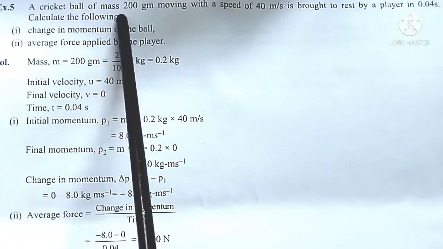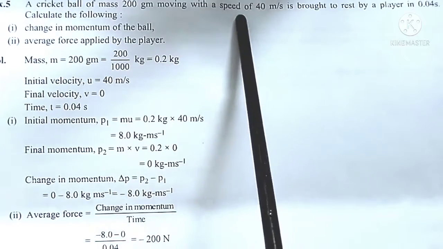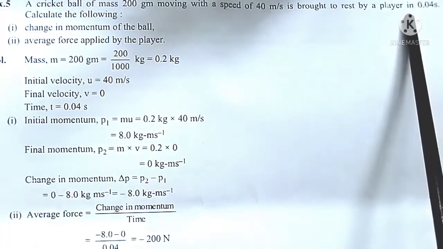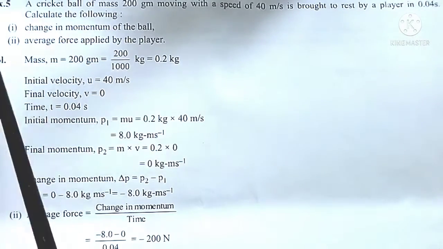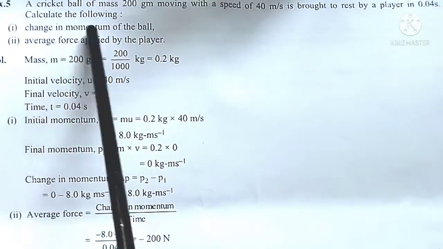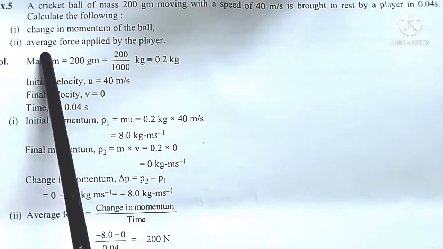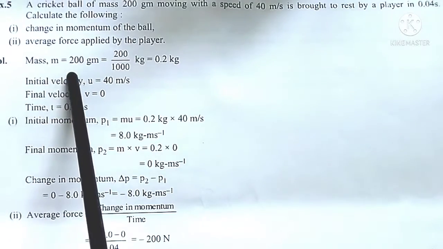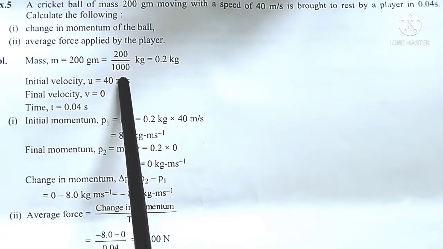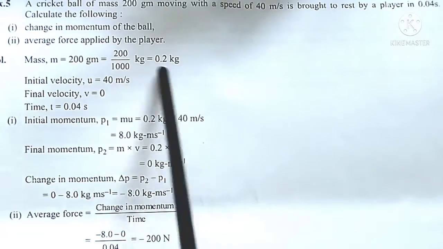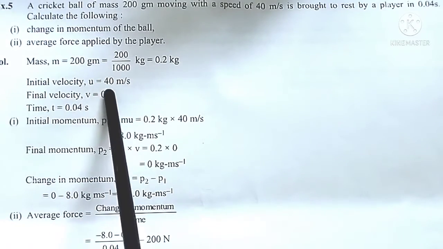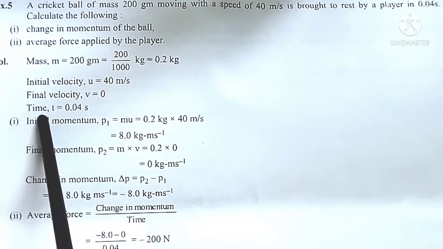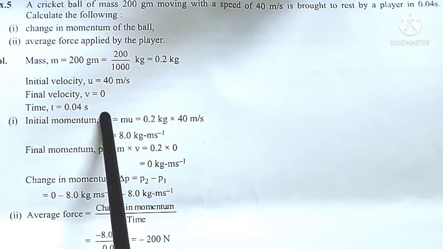A cricket ball of mass 200 gram moving with a speed of 40 meter per second is brought to rest by a player in 0.04 second. Calculate the following. First one, change in momentum of the ball. Second one, average force applied by the player. Solution. Mass m is equal to 200 gram, that is 200 divided by 1000 kg, 0.2 kg. Initial velocity u is equal to 40 meter per second. Final velocity v is equal to 0. Time t is equal to 0.04 second.